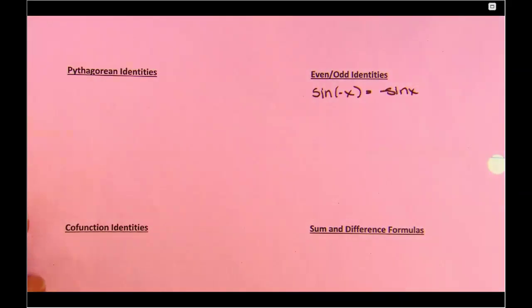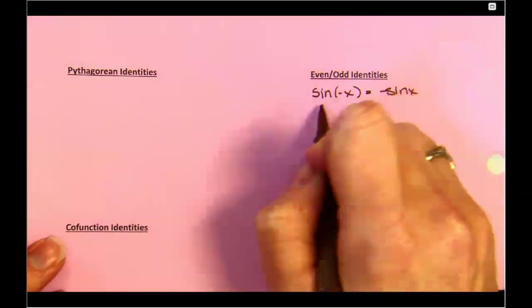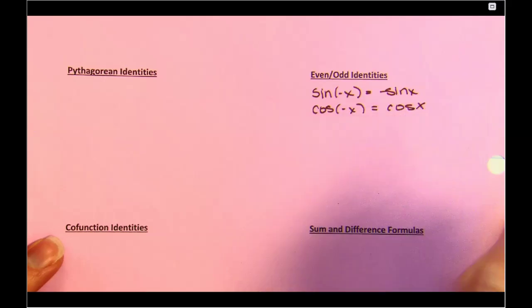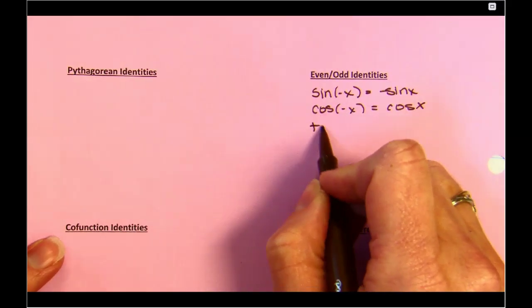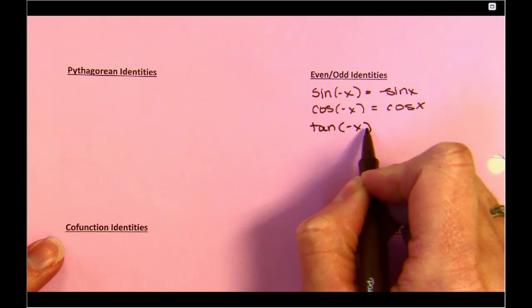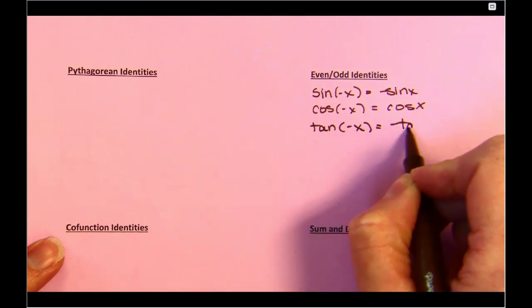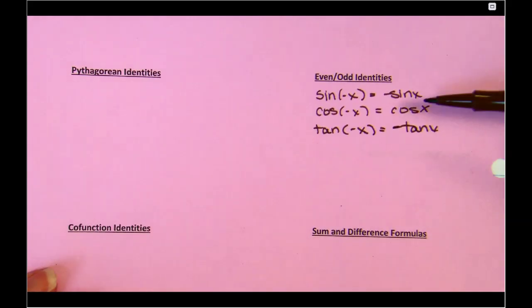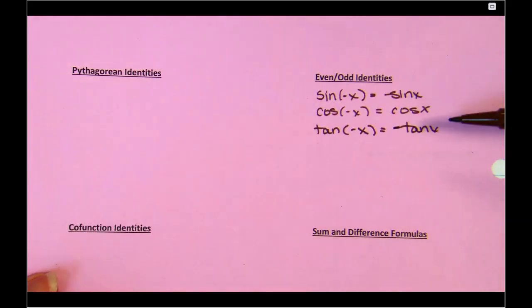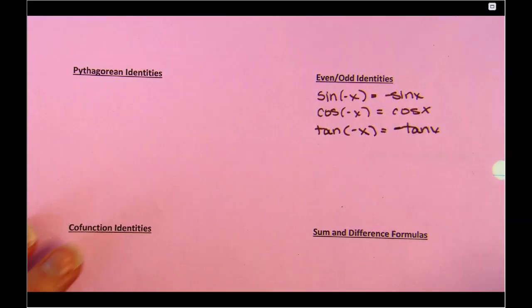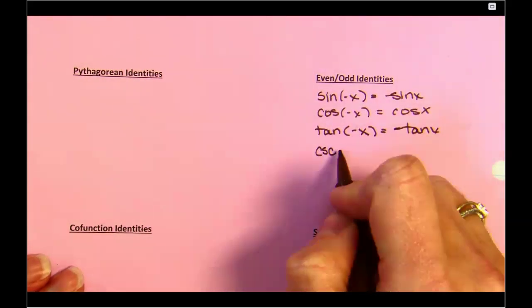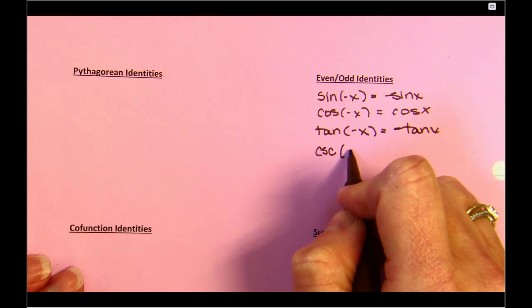Did I give you cosine? Okay. So cosine of negative x is equal to cosine of x. Tangent of negative x is equal to negative tangent x. That negative did not come through real well, but it's negative tangent x. So that means that sine is odd and tangent is odd. Cosine is even. So then cosecant, because you got to know all of them. I don't know why I put x in there. I'm really sorry. It should have probably been theta. Whatever.